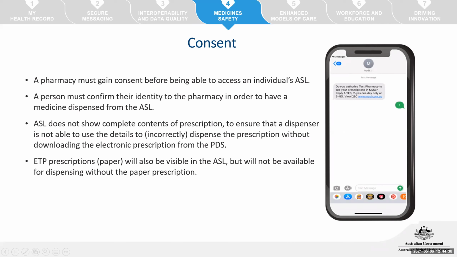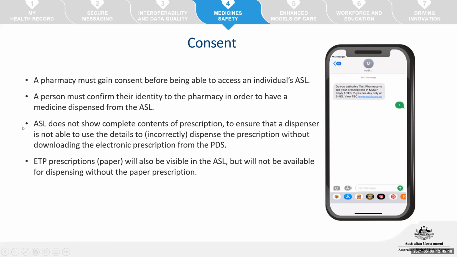The other option is 2, where they grant permission, but only for 1 day. So this is something that they might want to use for when they're traveling, if they're visiting a pharmacy that's not their regular. This will allow the pharmacy to access their active script list, but just for that day only. Or the third option is 3, no, where they refuse to grant the pharmacy access to their active script list. Now, if it is a new pharmacy, or if this person is new to that pharmacy, they will also need to confirm their identity. So the individual does need to ensure that they're able to verify themselves.